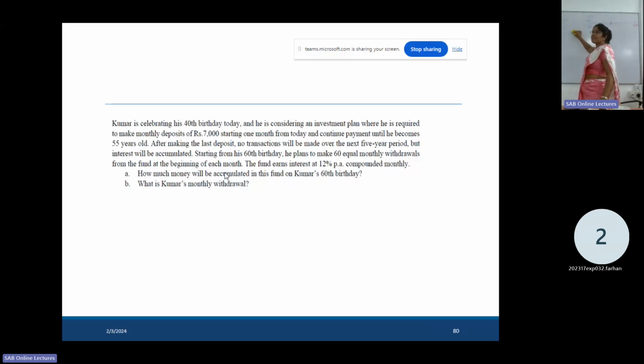If you deposit like this, 7,480 monthly, how much will be accumulated when you reach the 60th birthday? First, the accumulated fund. Then, what is the monthly withdrawal? You have to withdraw for 5 years. So how much is your monthly withdrawal? Try to do this.